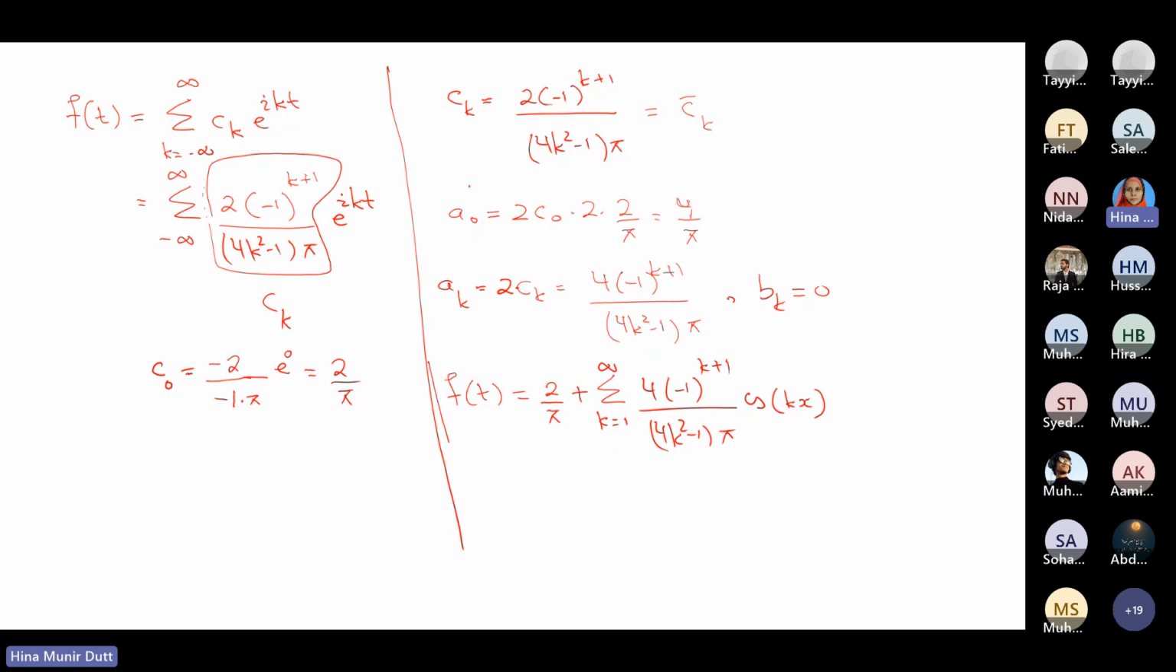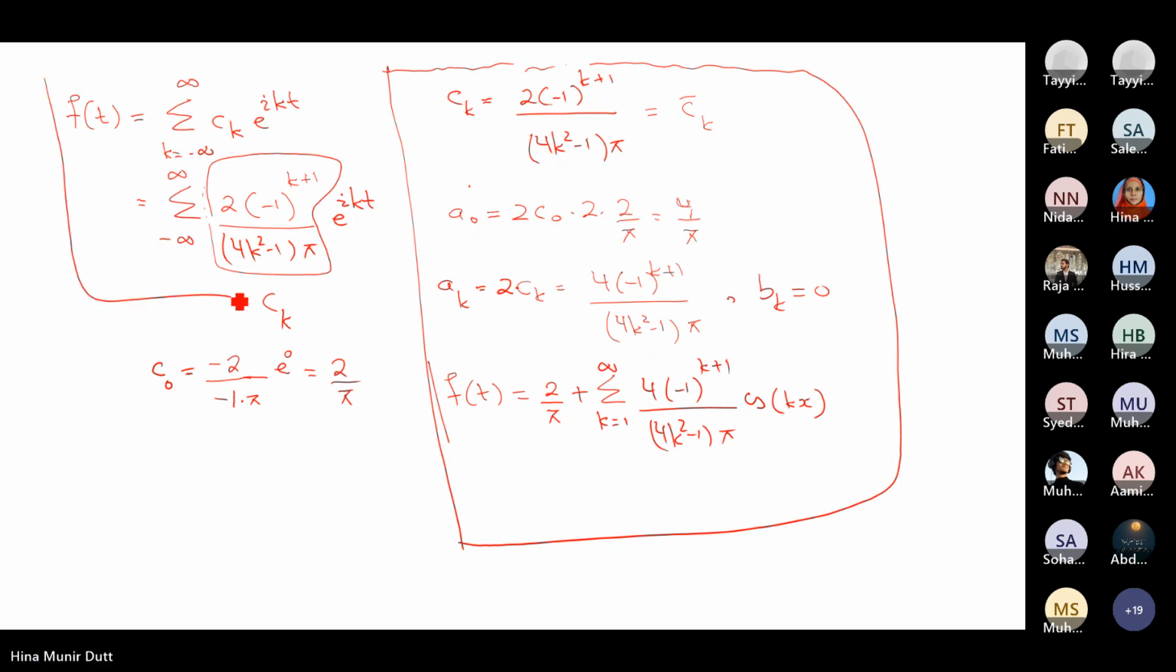This part that we are doing now, this is not the part of the question. We have done this question. You have calculated, expanded this into complex Fourier series.